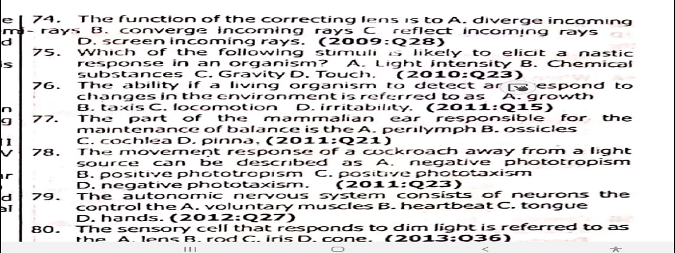76. The ability of living organisms to detect and respond to changes in the environment is referred to as irritability. Option D. 77. The part of the mammalian ear responsible for maintenance of balance is perilymph. You go with perilymph, okay?